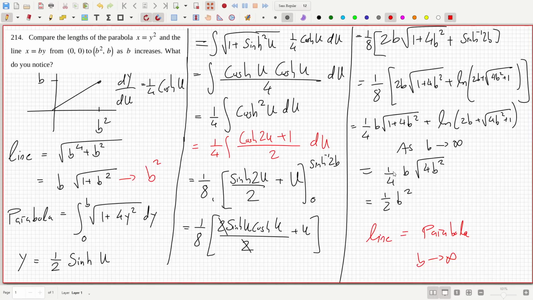So it's like there should have been a 2 here. It's like that should have been a quarter, a half. Yeah, there's the mistake. Why did I do that? The derivative is a half. There's the mistake.